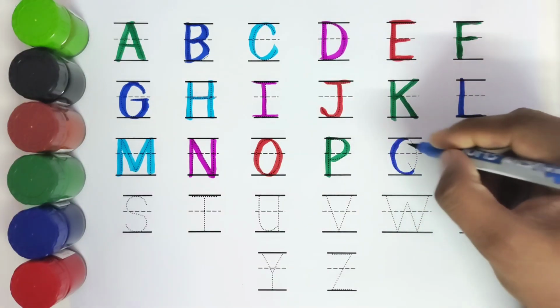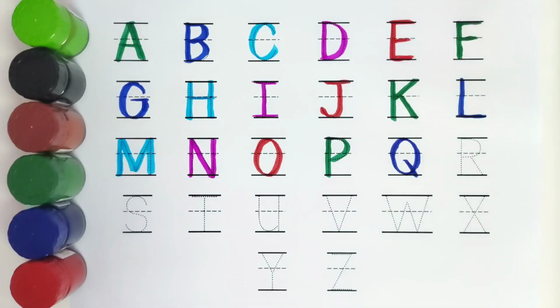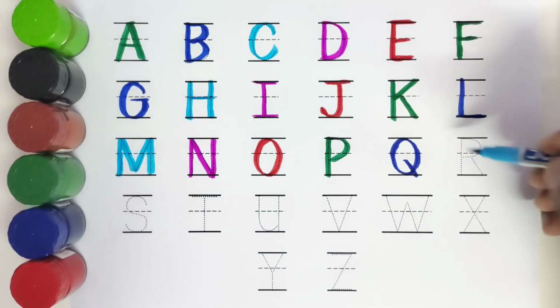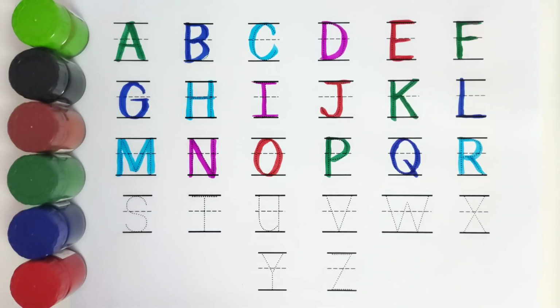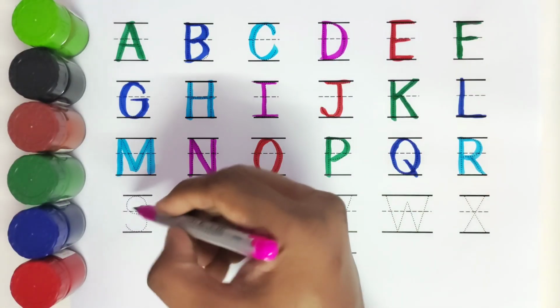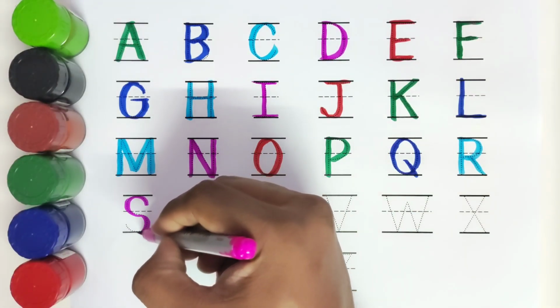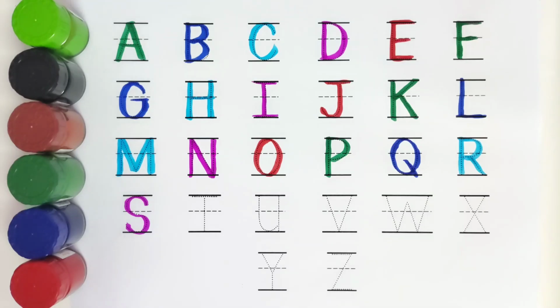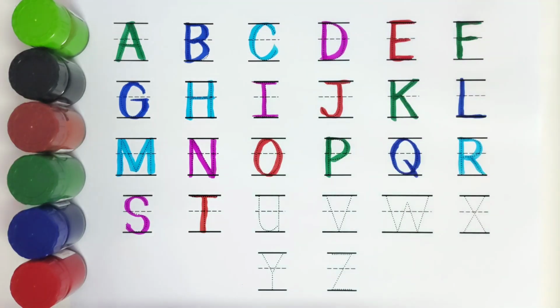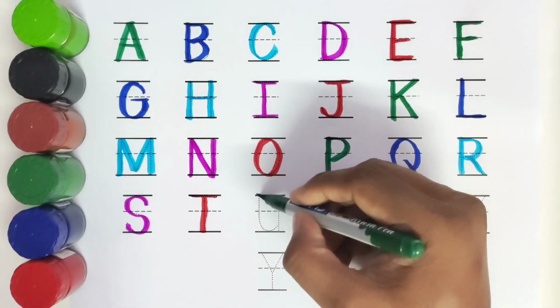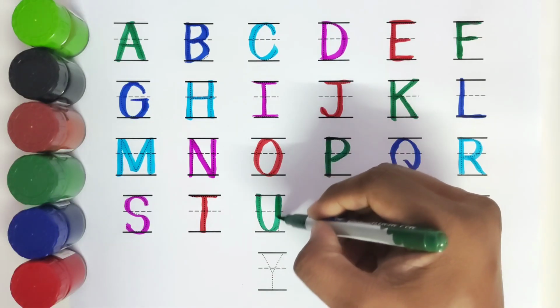Q. Q for queen. R. R for rabbit. S. S for sun. T. T for tiger. U. U for umbrella.